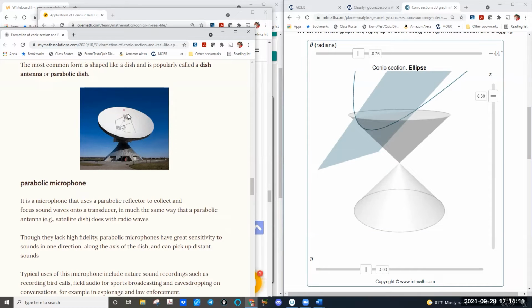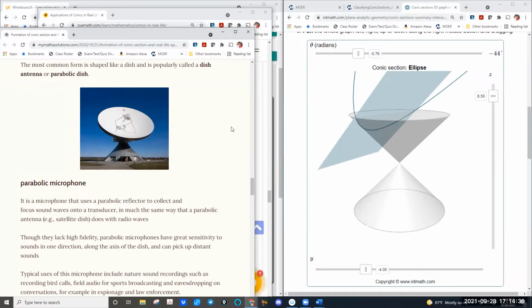So you got bombarded with terms in the online lesson: focus, directrix, latus rectum. They all have real world applications. Also, for instance, headlights on a car, or light beams coming out of a light tower.